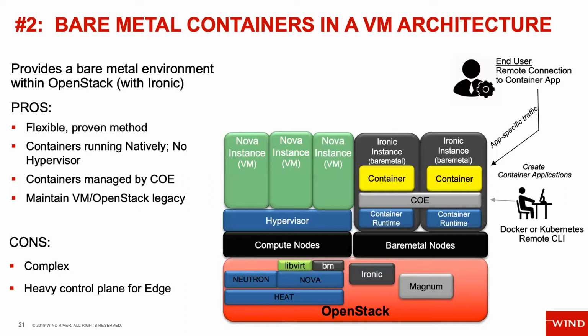This is a pretty flexible and proven method. Ironic's been around for a while. There's a lot of deployments that use this type of solution. The containers run natively. There's no hypervisor. They can be managed by a container engine, but yet you can continue to maintain your investment in VMs and OpenStack. Again, it's a little complex. It's a little heavy control plane for the edge. But nevertheless, a very viable solution that I see a lot of customers looking at today.